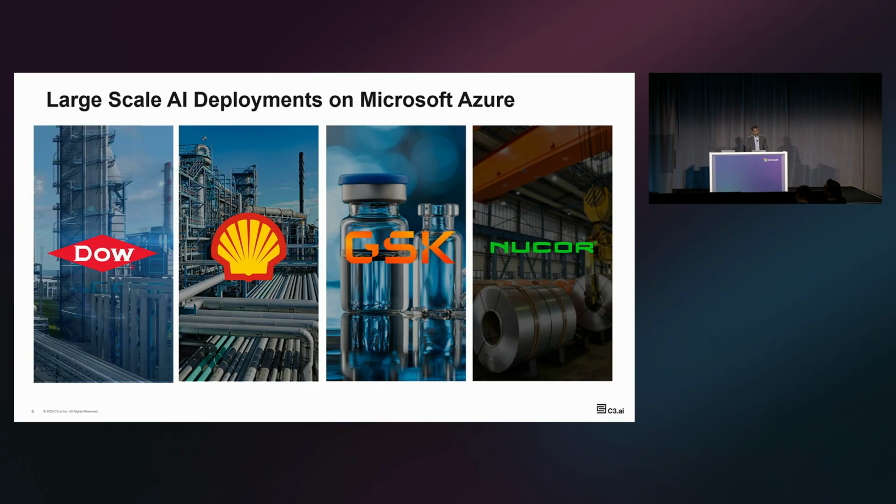And here are 4 examples: large-scale deployments in Azure. Dow Chemical is one, where their production operations standardized on C3. Shell is a very large deployment, upstream, midstream, downstream. GSK in the pharma world, Nucor in steelmaking. They're all using us in multiple ways, using our platform, using our pre-built applications, as well as building custom applications themselves.